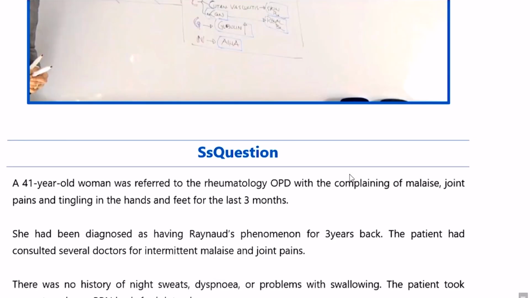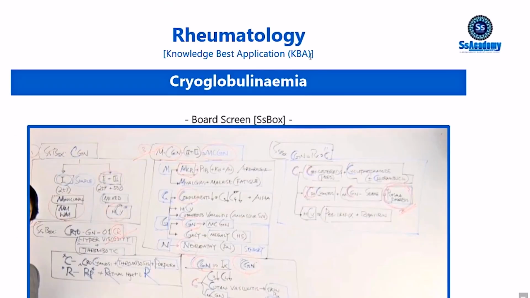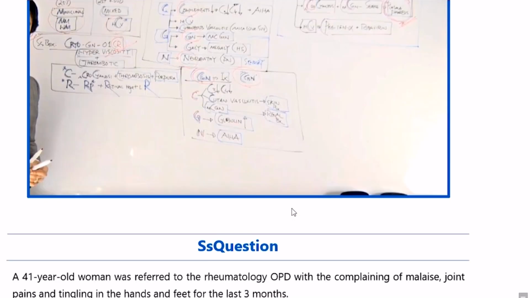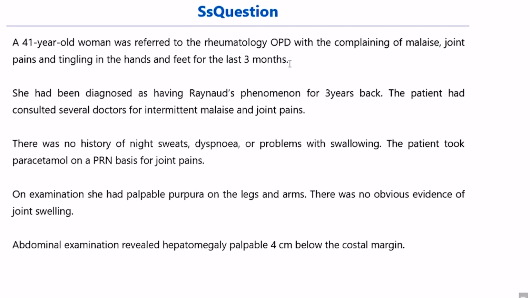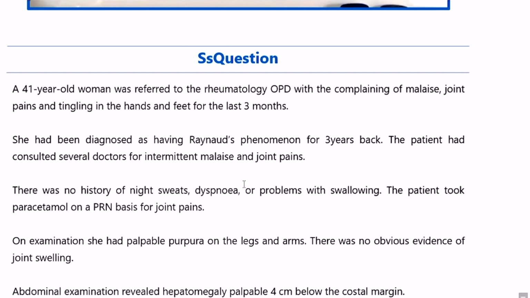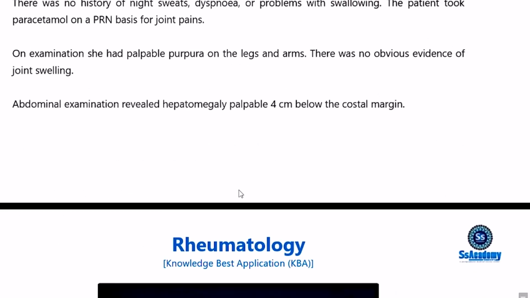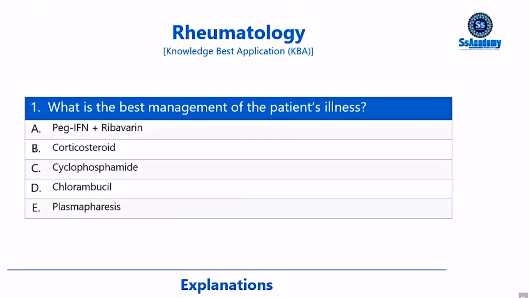So next, now let's see how KBA, the knowledge-based application, and the question-based approach, how this is helpful. According to the knowledge-based application and the question-based approach, when you approach the questions in your exam session, we will start with the main question, my dear. What does the main question mean? This is the question: what is the best management for the patient's illness?